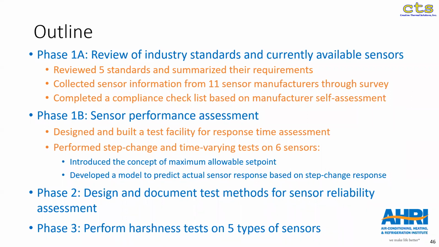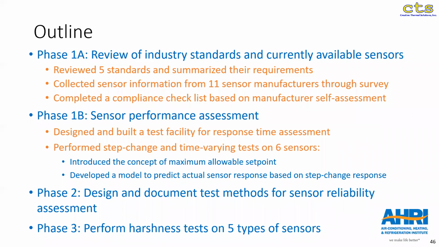You see here the outline phases 1A and 1B, which were the initial study to get the project really going. The first phase, 1A, was a paper study where we reviewed the relevant industry standards and looked into the currently available sensors. The way we organized this is we looked into 5 different standards that were relevant here and summarized their requirements. We've already learned about these requirements early in the webinar.